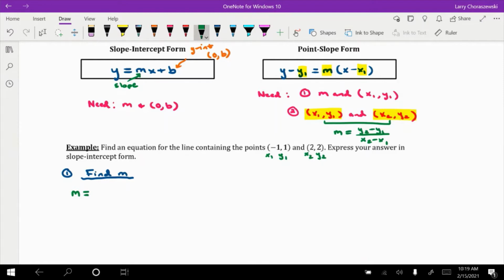Can I ask that you calculate the slope? All right, once you have the slope, feel free to type it into the chat bar and we'll go over it.